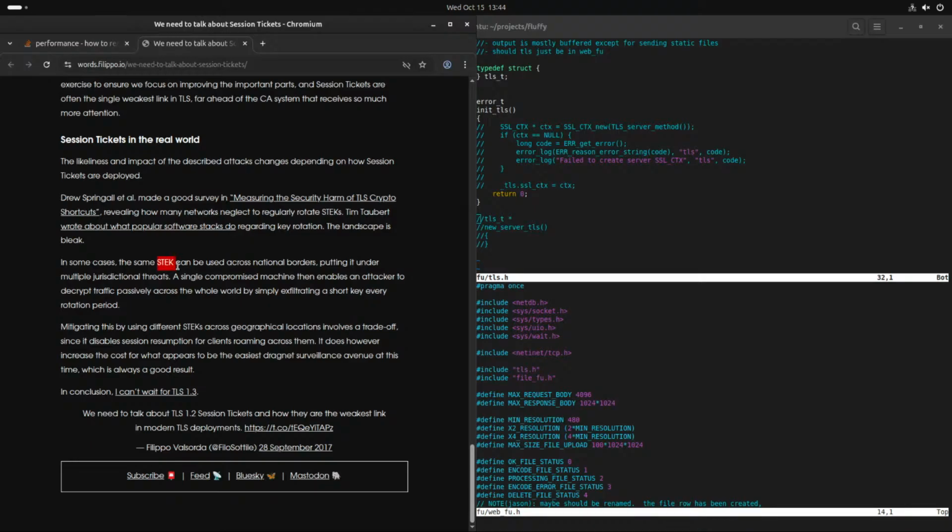What is that? Session ticket encryption key?